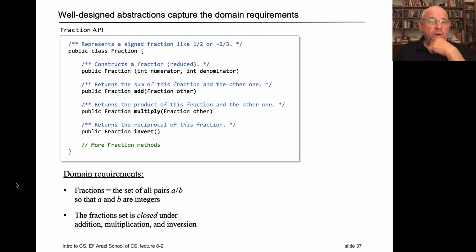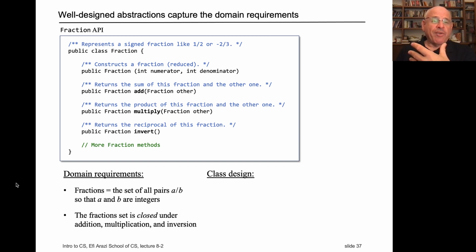So, in the world of fractions, what is a fraction? A fraction in mathematics is the set of all the pairs, a and b, such that a and b are integers, and there are some operations defined on fractions, like add, multiply, invert, and so on. And the fraction set is closed under these operations. When we say that it's closed, it means that when you apply any one of these operations to two fractions, what you get as a result is yet another fraction.